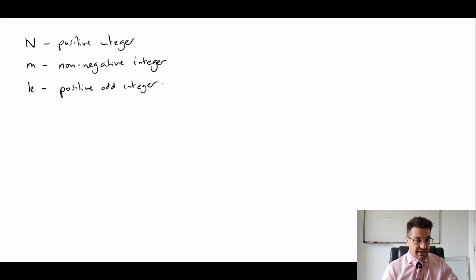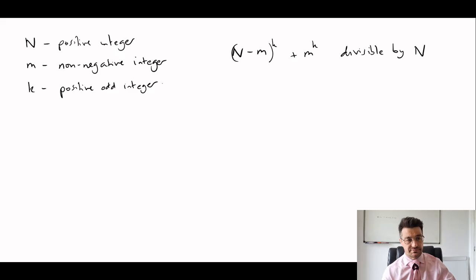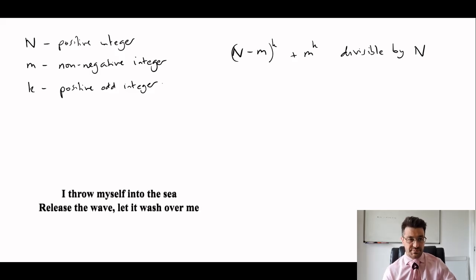So prove that the expression (n − m)^k + m^k is divisible by n. Okay, so this is really straightforward actually. If you're familiar with binomial expansions, if you're happy with binomial expansions, this is easy.